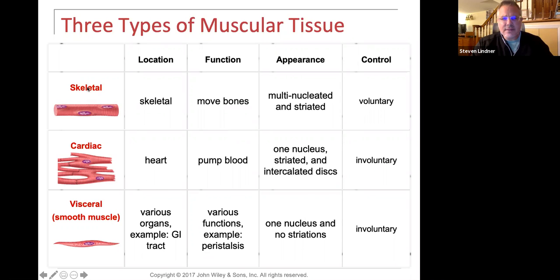So skeletal muscle refers to the skeleton. These are muscles that cross over joints, and their function is going to be to move bones. Cardiac refers to the heart. The heart is a four-chambered pump and composed of a left and right side of the heart. And they contract, which means they create tension to pump blood to all parts of the body.